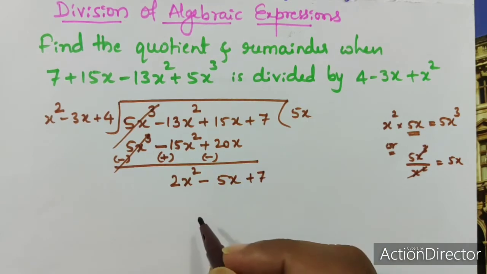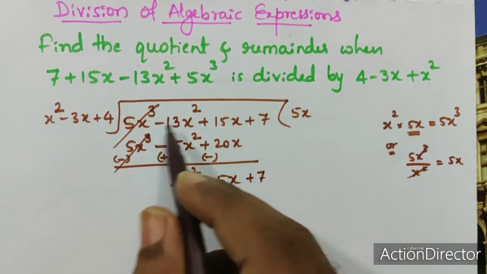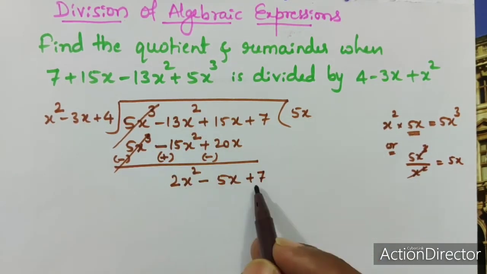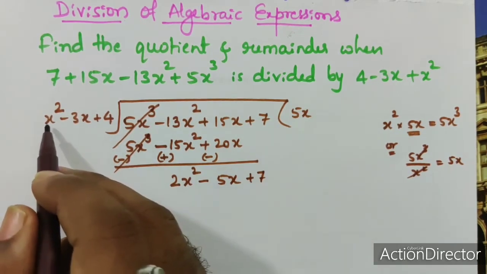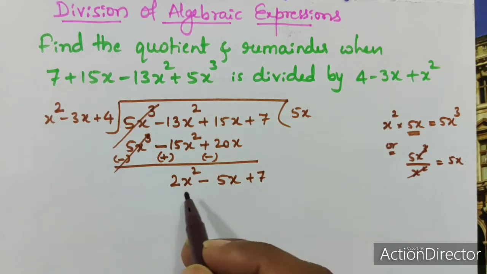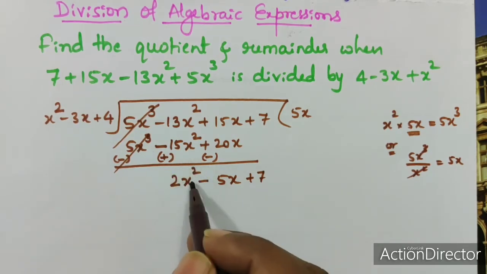So one step is completed. Now forget about this dividend. This is the fresh dividend for you. Your divisor is the same. Now your divisor's first term is x square. You are expected to have 2x square.